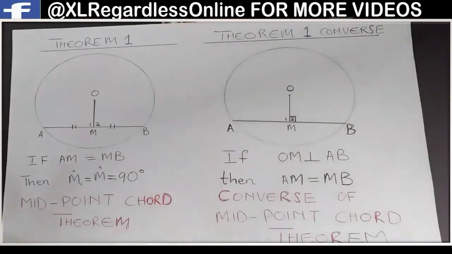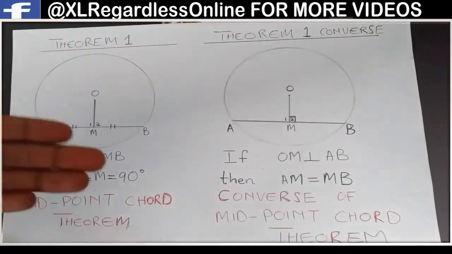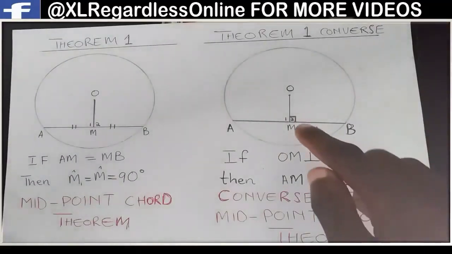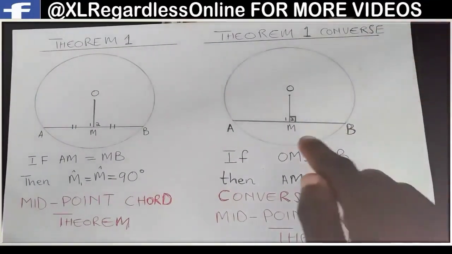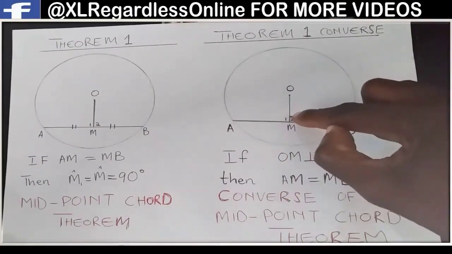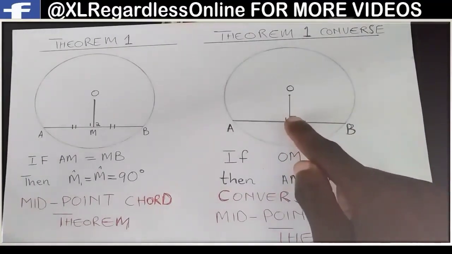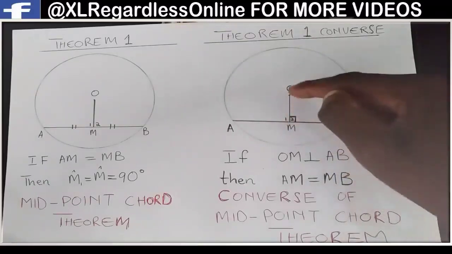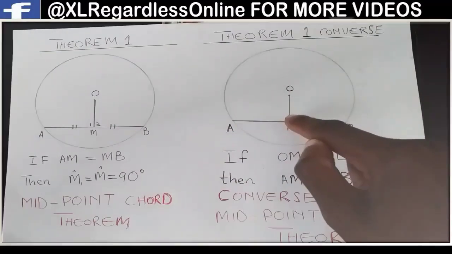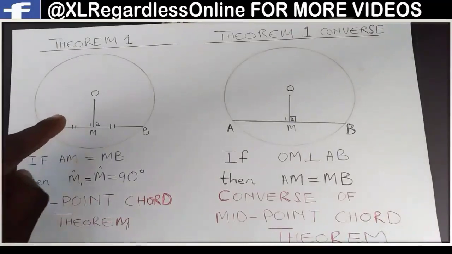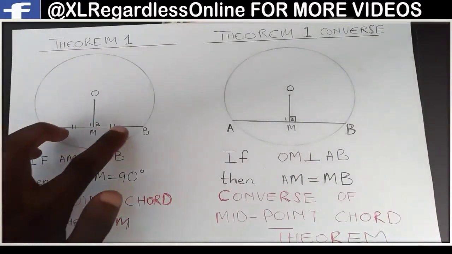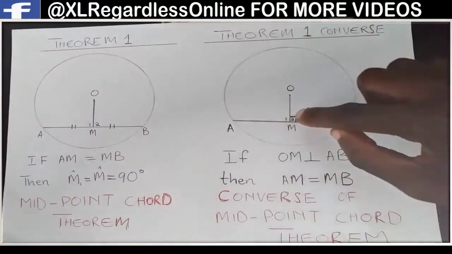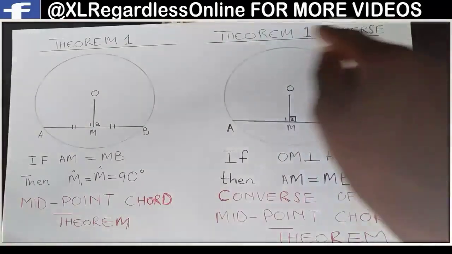And when we are dealing with the converse of theorem 1, which is the midpoint chord theorem, what is it that we are given? We have the angle. It's shown to us that it's 90 degrees, right? So we are told that the angle between the line from the center and this chord is 90 degrees. With the theorem, we do not have an angle, but we are told that these two lines are equal. But here we are only told about the angle, and that's when we are dealing with the converse.